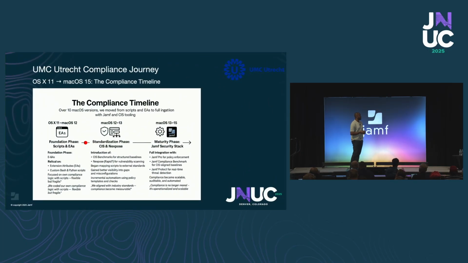This is kind of the timeline of how we started. We started with macOS 11. We use extension attributes, like I mentioned, and we use extension attributes from Friendson, which was really helpful for us. Also we had the first boot script. With the first boot script, we could configure that FileVault should be enabled, the firewall should be enabled, and all kinds of security settings.